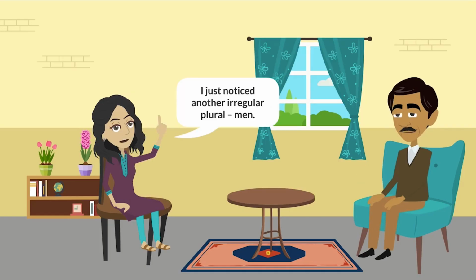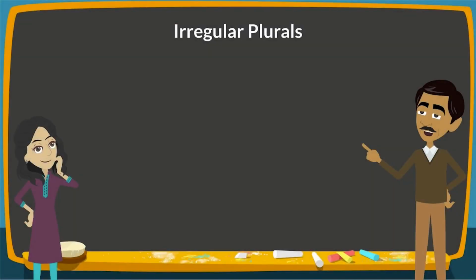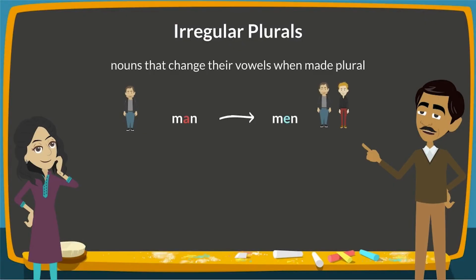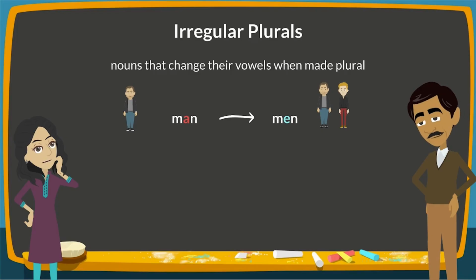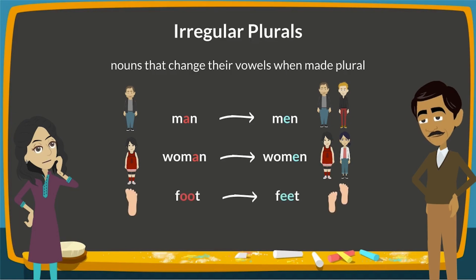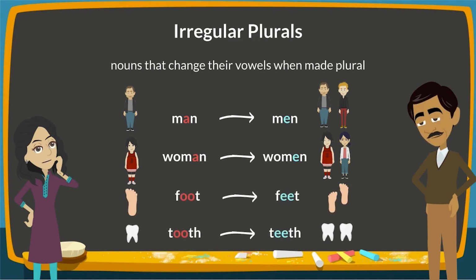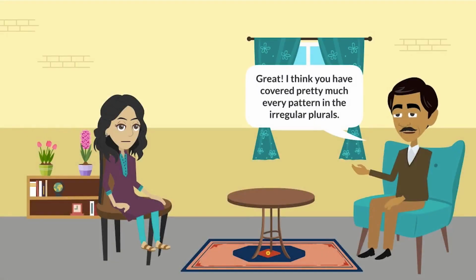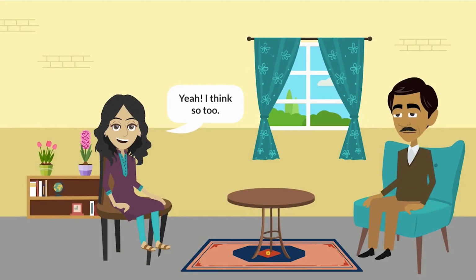I just noticed another irregular plural. Men. Oh, yes. The plural form of man is men. In fact, it is one of those nouns that change their vowels to become plural. Can you think of any examples? For example, the plural of woman is women. The plural of foot is feet. The plural of tooth is teeth. Great. I think you have covered pretty much every pattern in the irregular plurals.